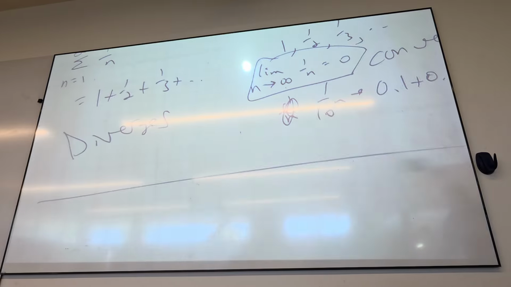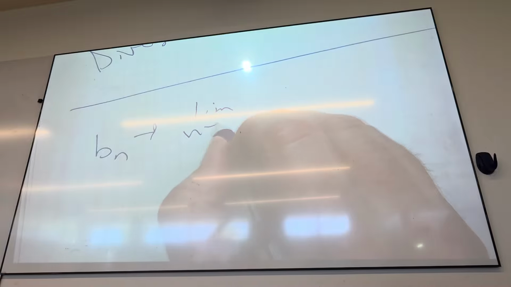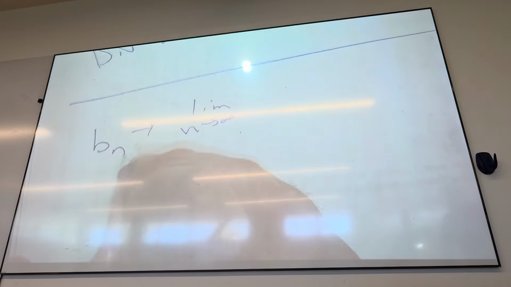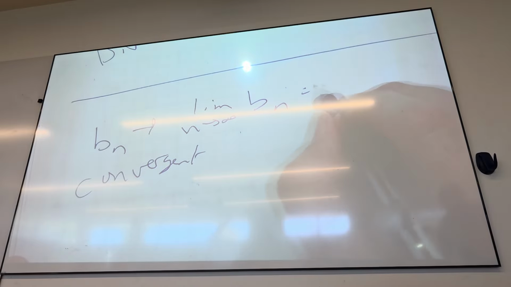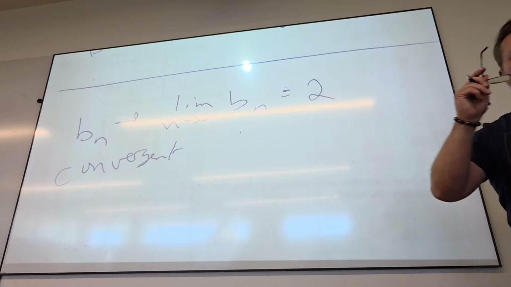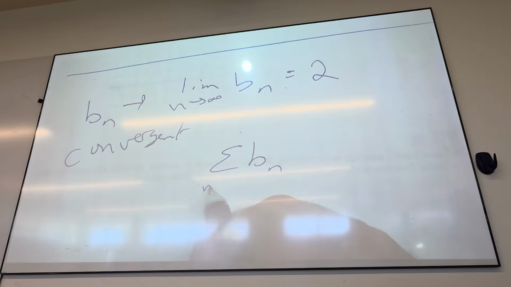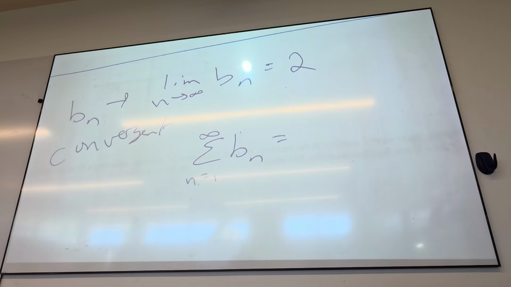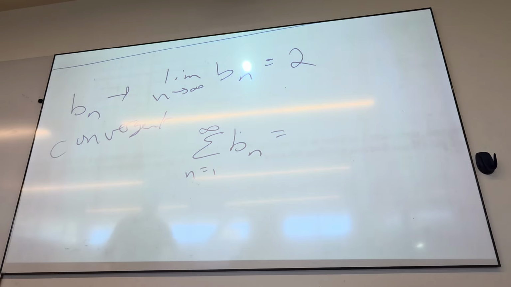Now let me ask you: what if I have a series, and I know the limit of this? I know it's convergent, but I know its limit is 2. Okay, stay with me now. What would that mean about the associated series? Are any elements in the sequence necessarily 2?